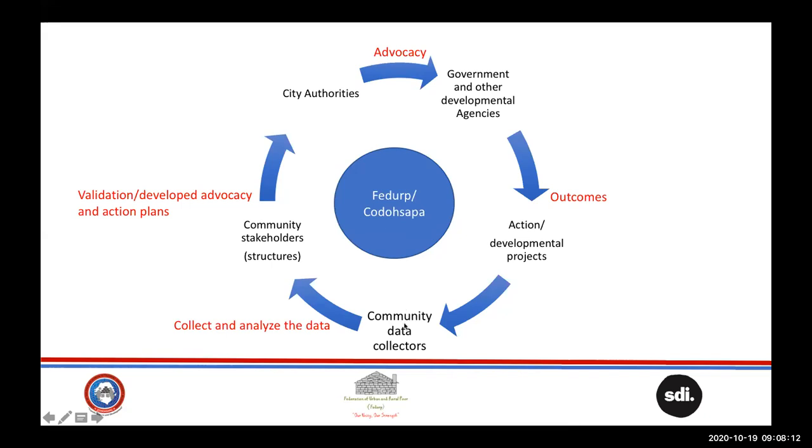We start with the community data collectors, which I'm part of, and I'm a resident of the Waza community. We are responsible for collecting and analyzing the data. The data now moves to the community stakeholders, who are responsible for developing advocacy and action plans. After validating and developing the advocacy action plan, we engage our city and settlement government based on our advocacy. If successful, an action, development program or project is implemented back in the community.